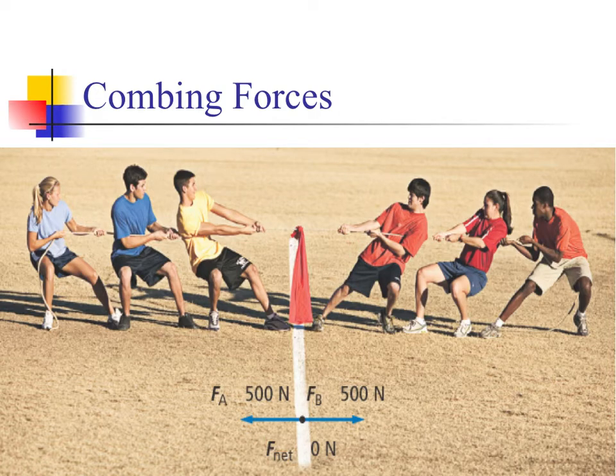The tug of war is a wonderful example of that, and in this case, the red flag in the middle is not moving. Why? Because both sides of the rope are pulling with equal amounts of force. Now, this is, I think, a wonderful example of there is not motion until you have one side of the tug of war pull harder than the other.